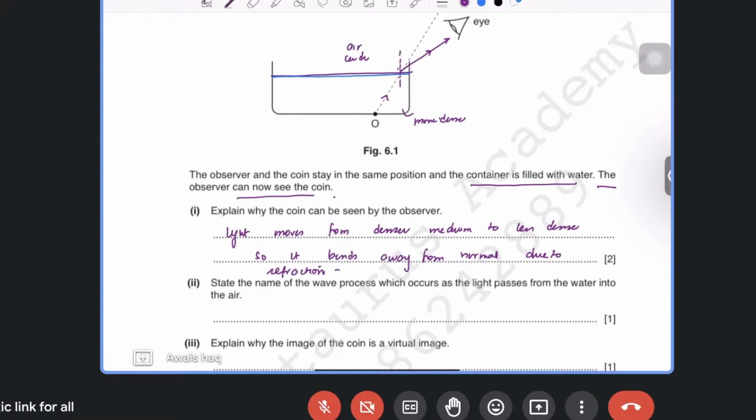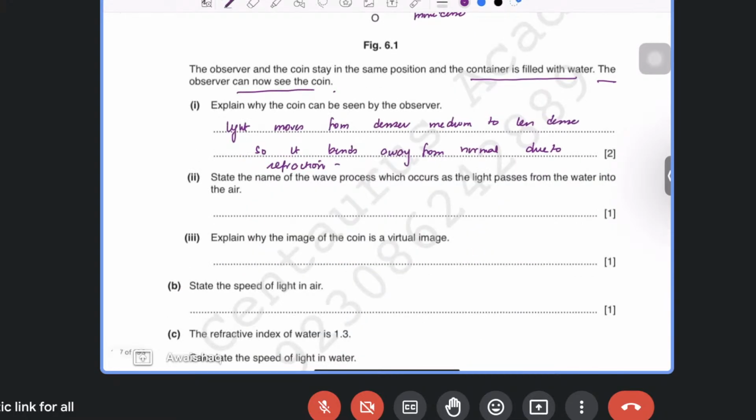No. Okay, now it says state the name of the wave process which occurs as the light passes from water into the air. So that's refraction. All right, that's good. Explain why the image of the coin is a virtual image.